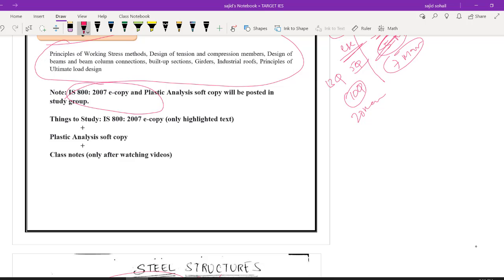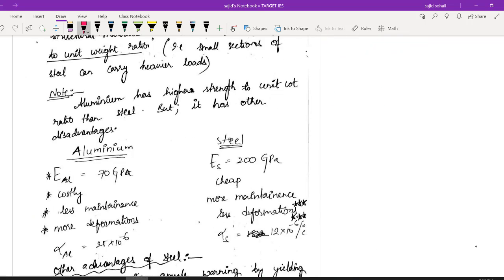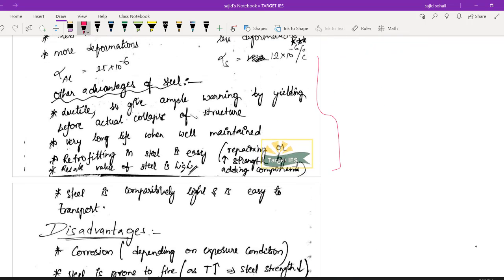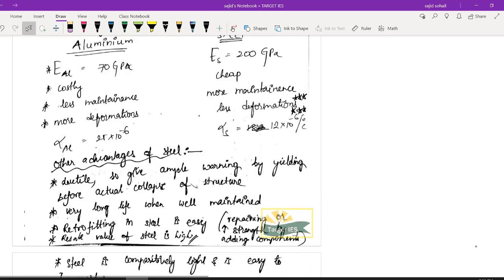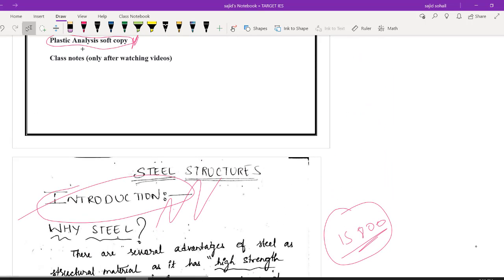And I am going to give you a plastic analysis soft copy also, because plastic analysis has a lot of numericals, so I would be solving it in real time. It won't be like our regular class notes in which it will be pre-written, okay, and I will just explain. There it has a lot of numericals, so I will be writing it simultaneously so that you can give a lot of time and understand it in a better way.